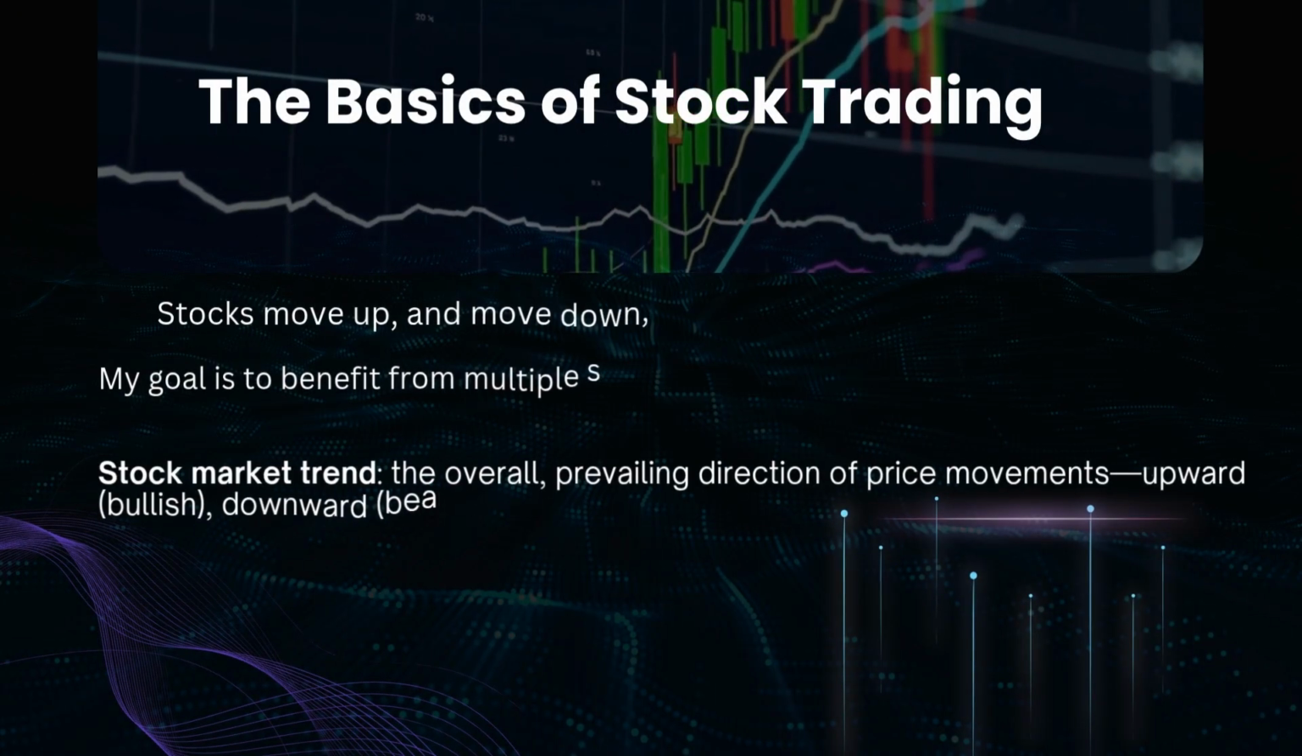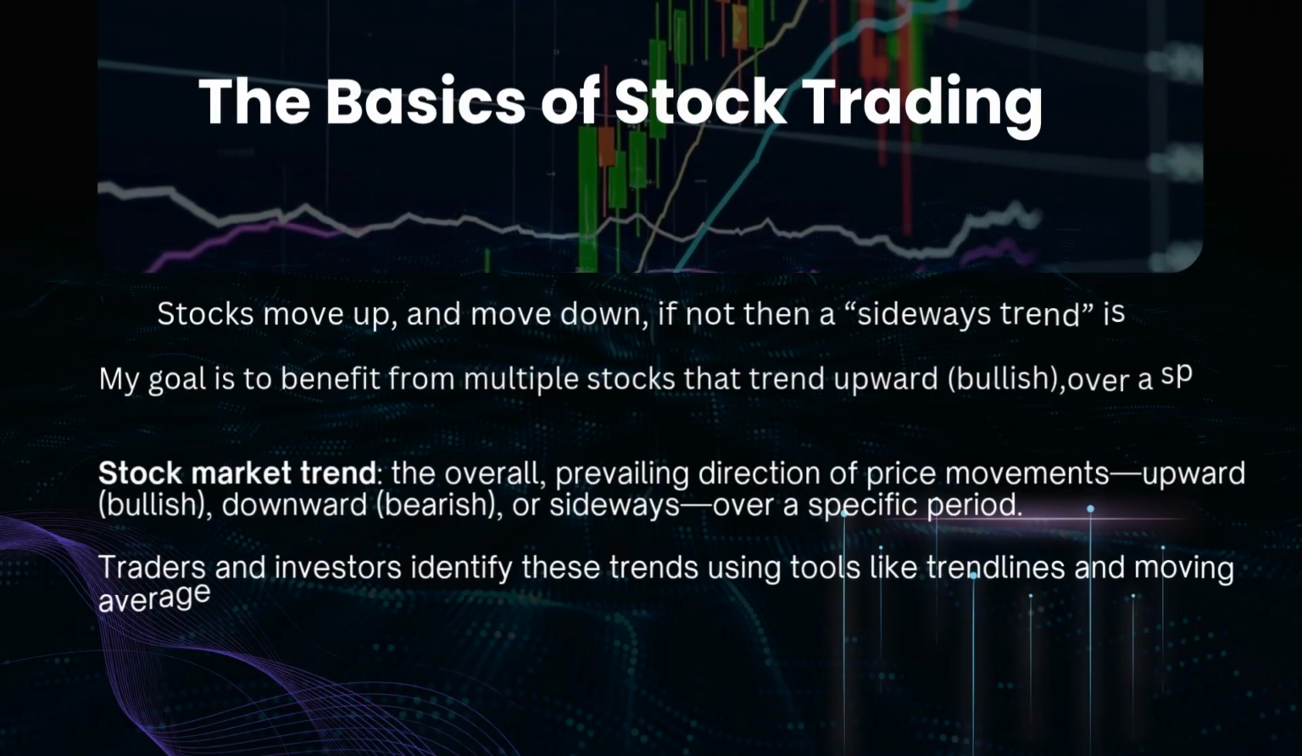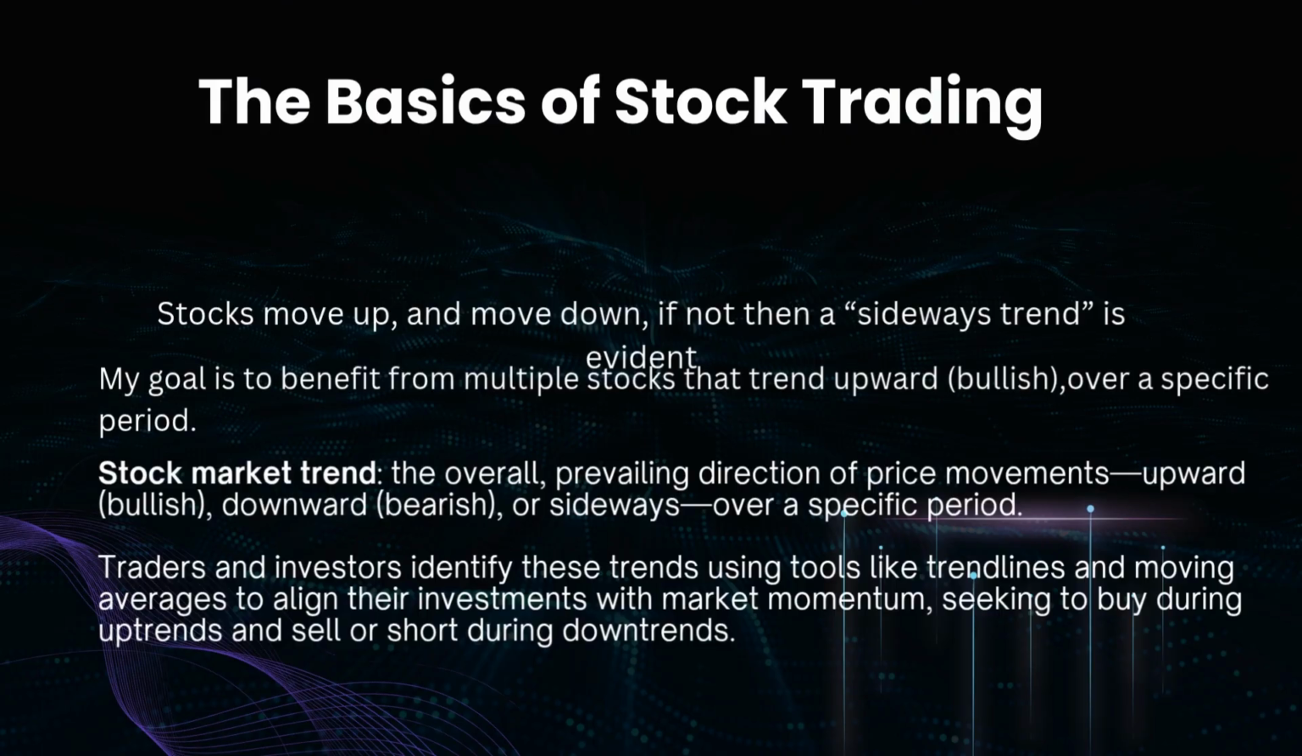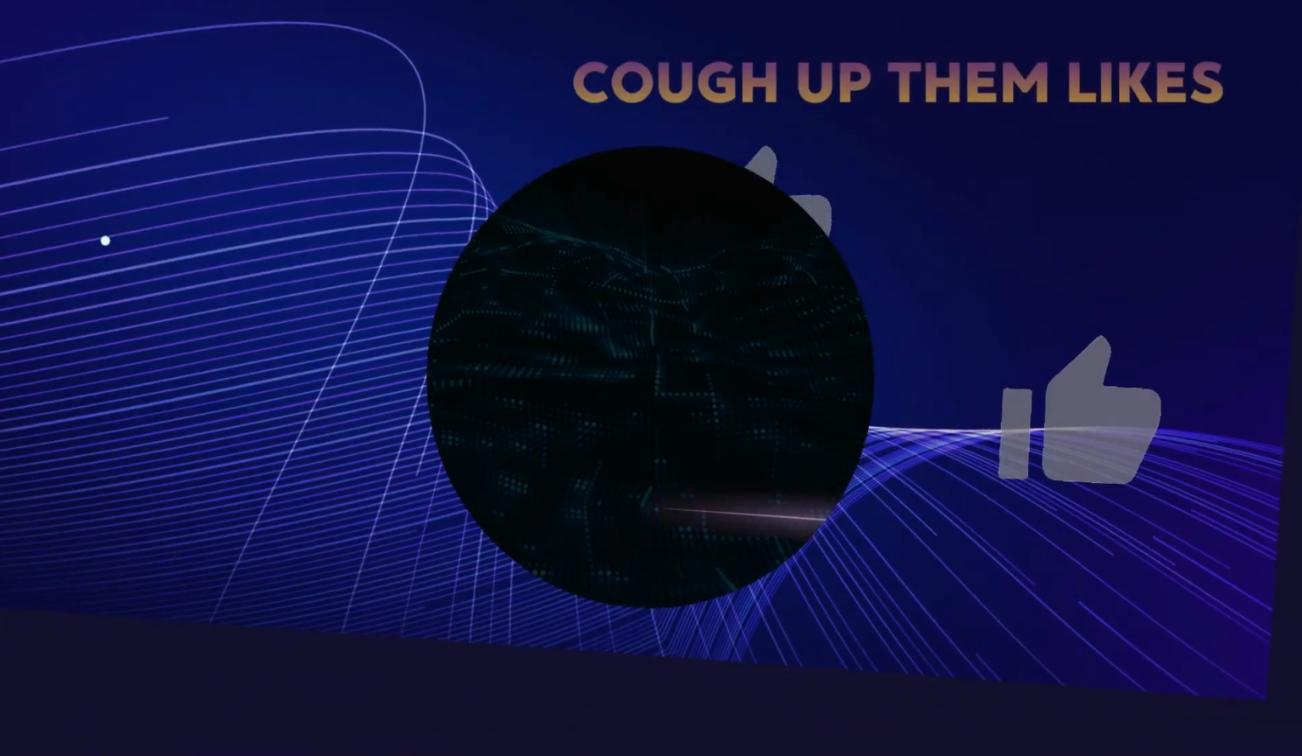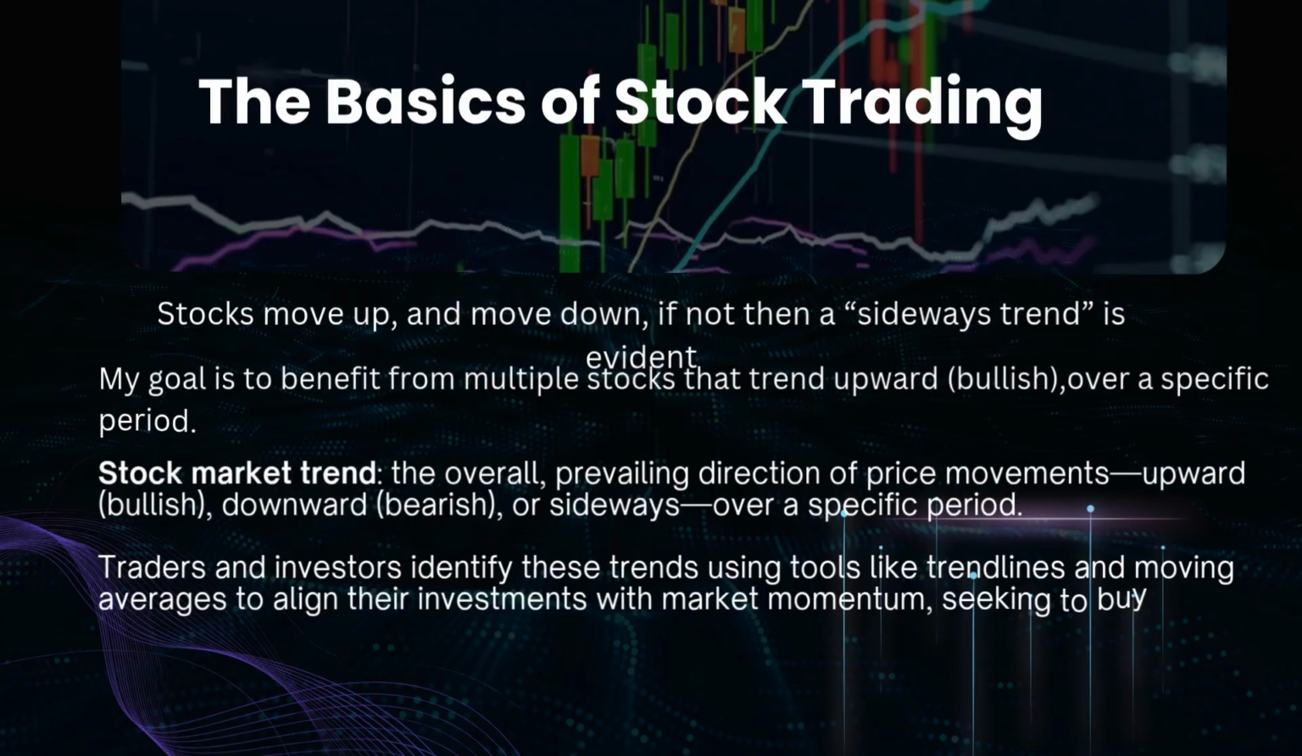Okay? Now, let's talk about some of the basics of stock trading for those that don't know and that are just joining the channel. What happens is stocks move up, they move down. If it's not doing either of those things, then it would be considered more of a sideways trend, if you know what I mean. A sideways trend. My goal is to benefit from multiple stocks that trend upward, which we call bullish, over a specific period of time.